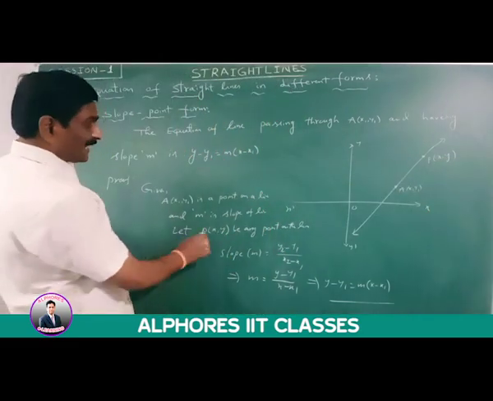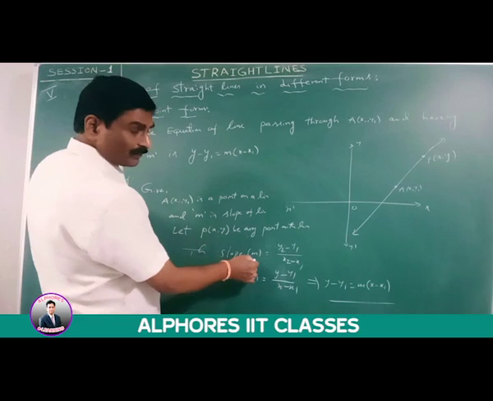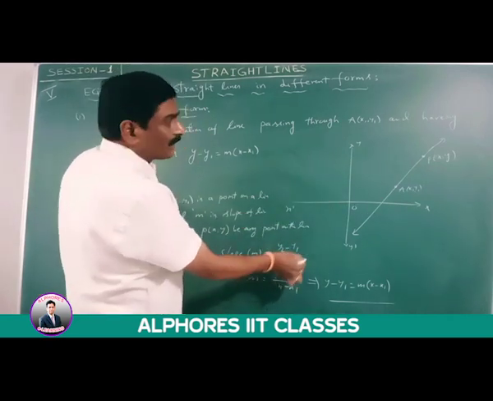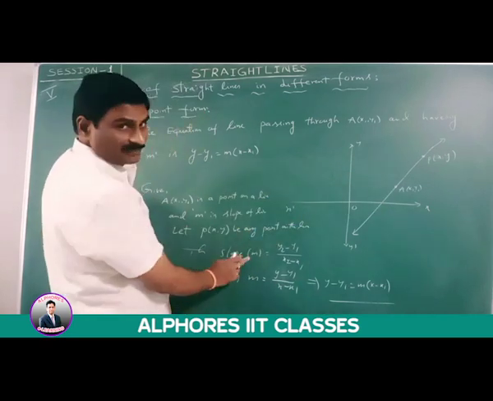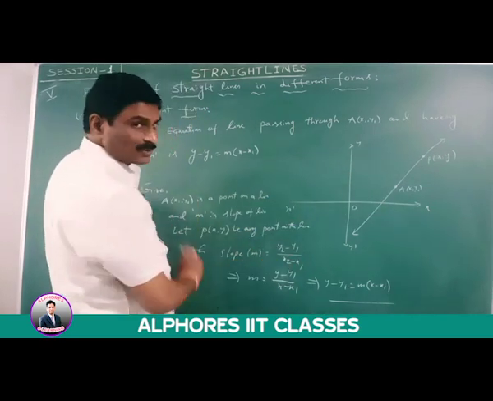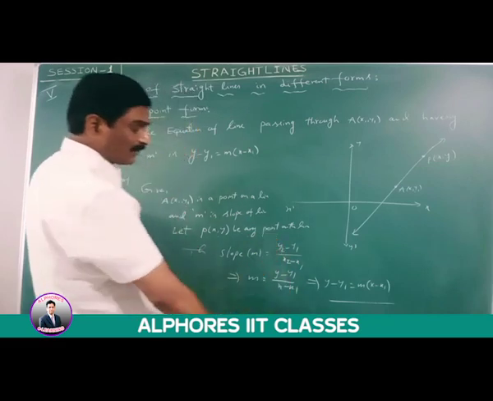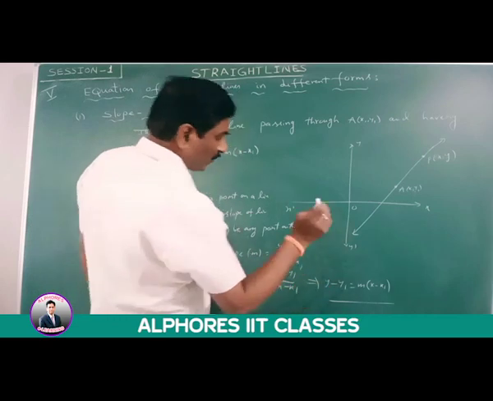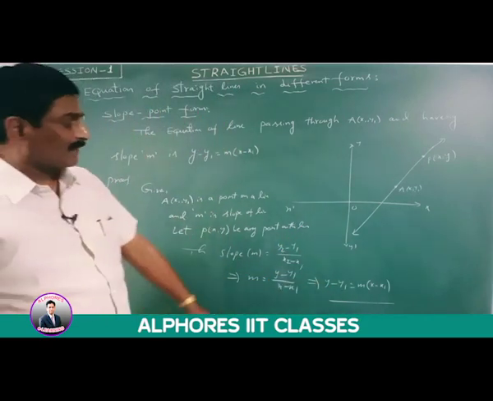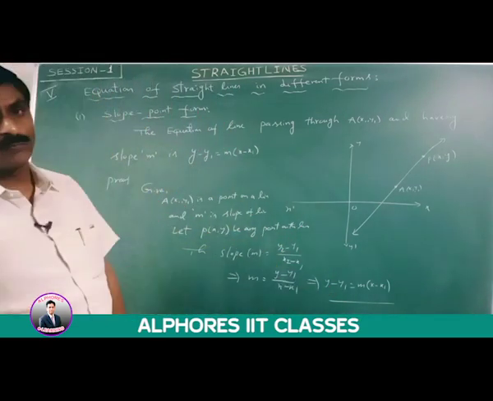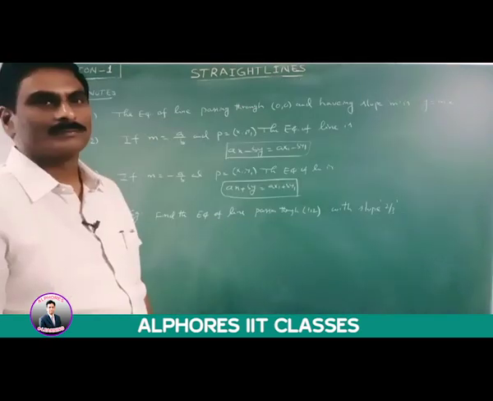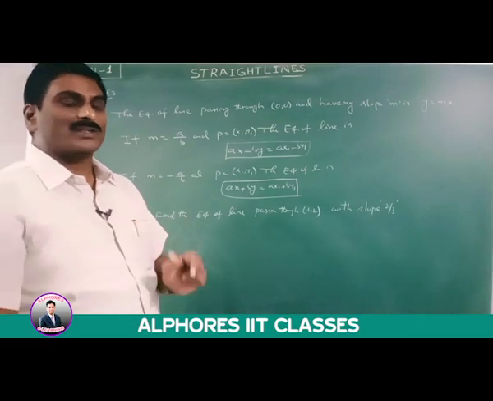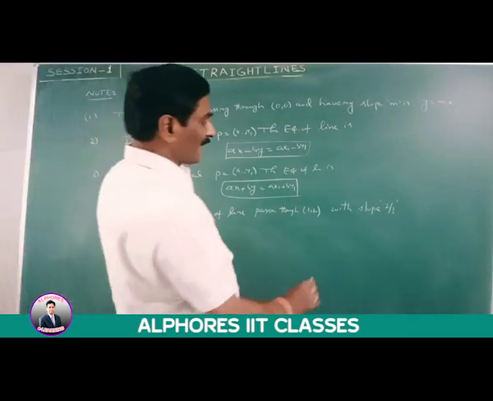So let P(x, y) be any point on the line, then slope of the line AP is equal to y2 minus y1 by x2 minus x1. But from the given, slope is m. Therefore, m is equal to y minus y1 by x minus x1. After cross multiplication, we get y minus y1 is equal to m into x minus x1. It is the required proof. Note point. If the point and slope are given, the equation of the line is y minus y1 is equal to m into x minus x1.